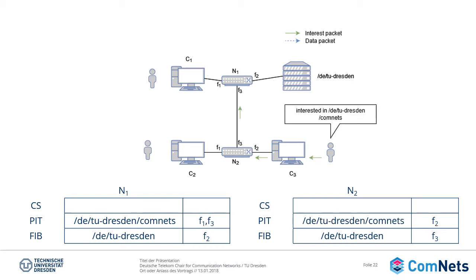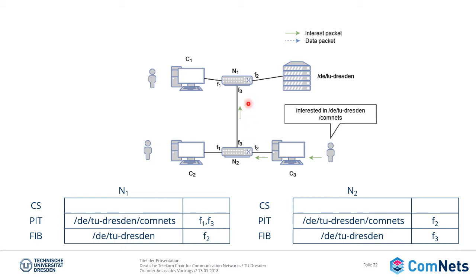So now the next student, student 3, heard that ComNets is popular and that he also wants to get the latest information. So again, he sends out an interest via his local NDN node, N2. N2 again sees the TU Dresden ComNets prefix. I have a matching prefix for that, so I will send it out to interface F3.